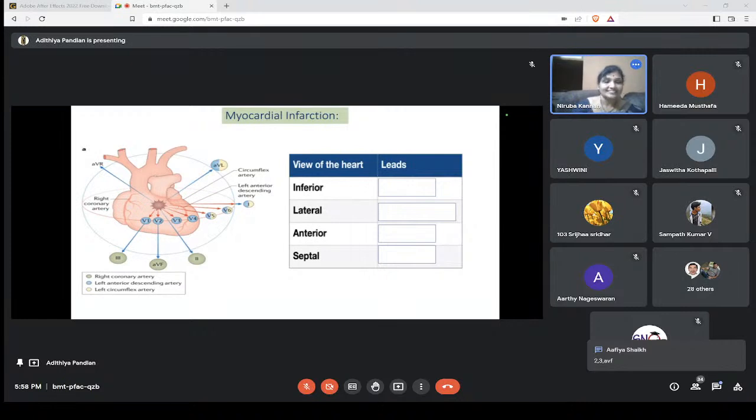Okay. Yes. You can put up the next slide. Next. Okay, it is lead 2, lead 3 and AVF. Very good. Lateral, okay, you can just push on.